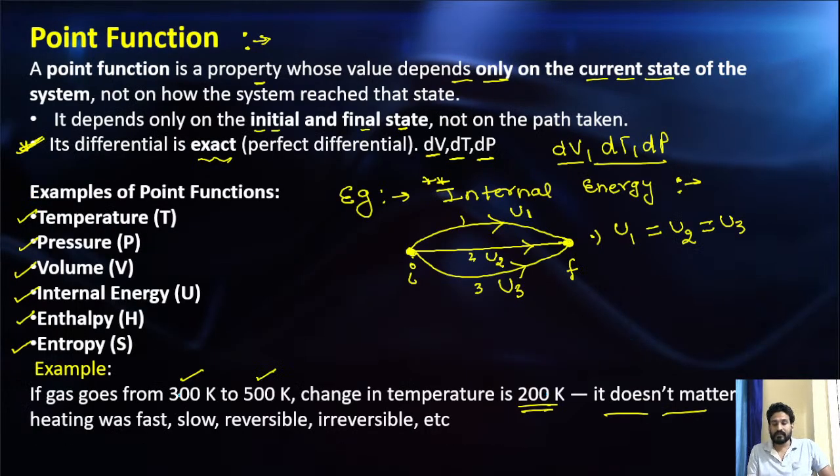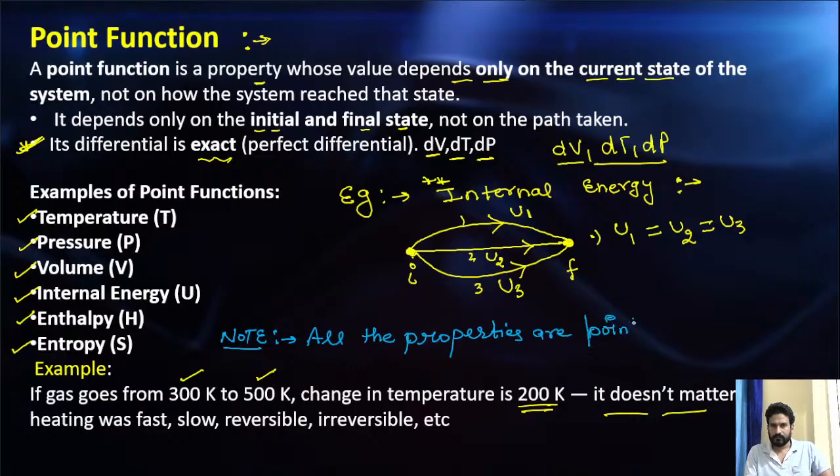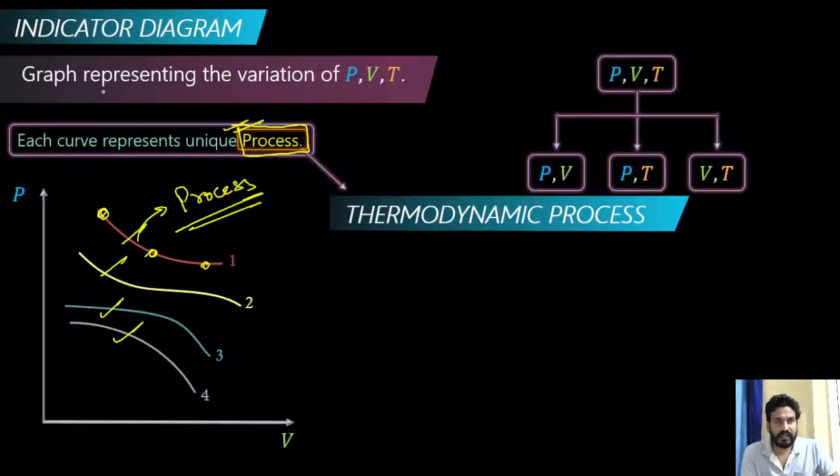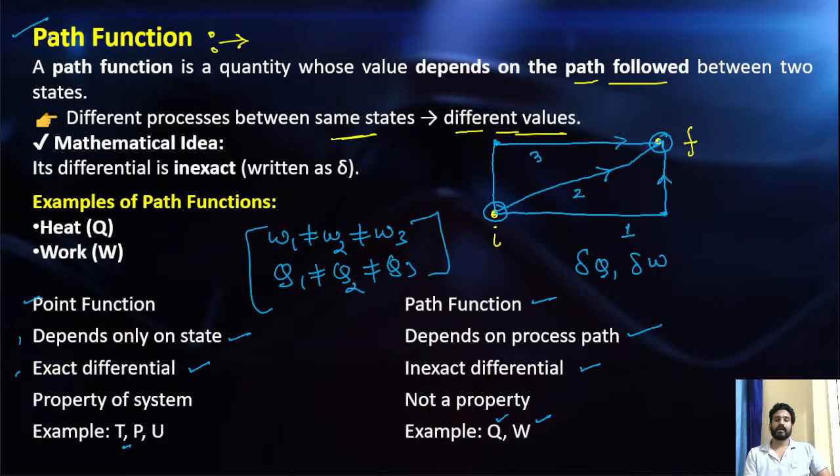So I can make a statement here, guys. You also can note that all the properties are point functions. So these are the point function and the path function. I hope that you got my point.